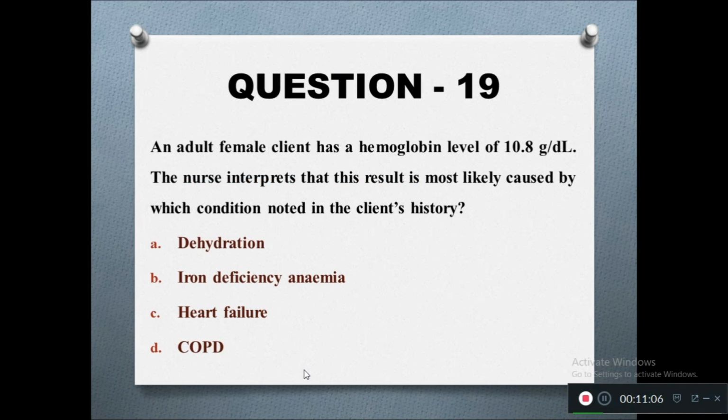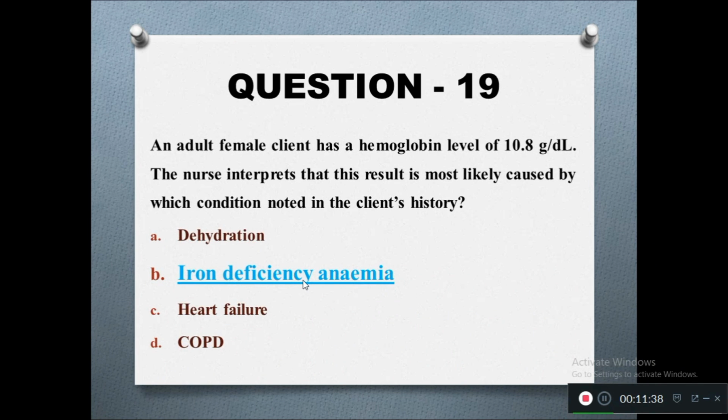Question number 19. An adult female client has a hemoglobin level of 10.8 grams per deciliter. The nurse interprets that this result is most likely caused by which condition noted in the client's history? Option A, dehydration, B, iron deficiency anemia, C, heart failure, D, COPD. So which condition leads to a decreased hemoglobin level in the female client? If you see, iron deficiency anemia is the most common cause.